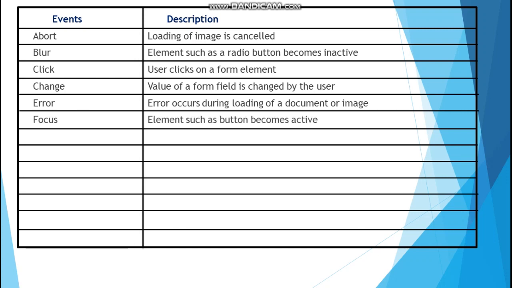Focus. An element such as a button becomes active. Remember, this focus event is exactly opposite to the blur event. Blur event means to move the cursor away from a particular object, and focus means to put the cursor on a particular object. So when a particular text box is activated, then the focus event occurs for that text box.